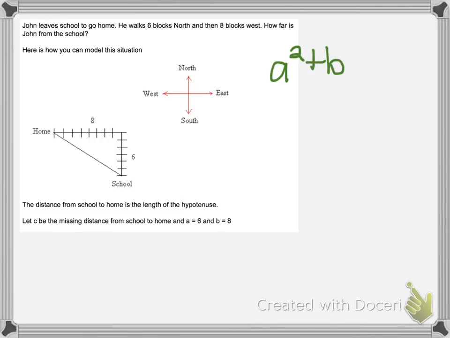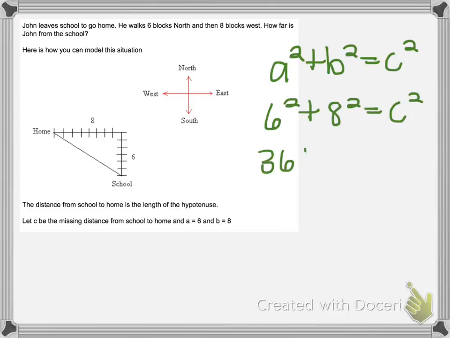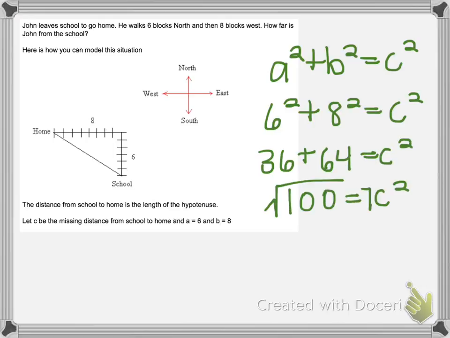To find the diagonal distance from school to home, find the sum of the north distance 6 squared and the east distance 8 squared, and then find the square root of the sum, 100. This will give you a distance of 10 blocks from school to home.